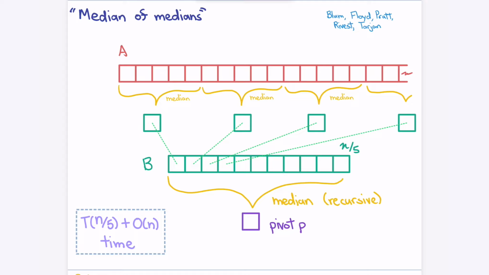For example, the first part where you get a median from every group of five, you're really looking at your entire input. You look at these five, you look at those five, you look at those five, you look at those five.